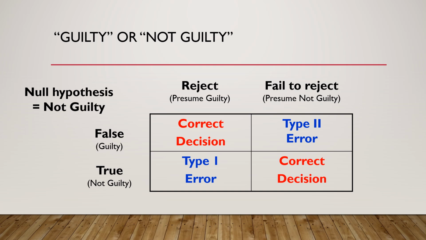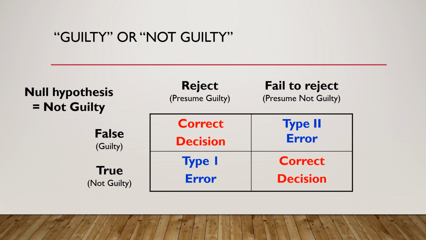If we reject the null hypothesis, then we are presuming the individual is guilty. If we fail to reject the null hypothesis, then we are presuming not guilty. We're going along with that null hypothesis. You can see here that if we reject and presume guilty, and indeed the person is guilty, that's a correct decision. But if we fail to reject and we presume not guilty, and in fact the suspect is not guilty, that's also a correct decision. But if we do either of the others, we are committing an error.